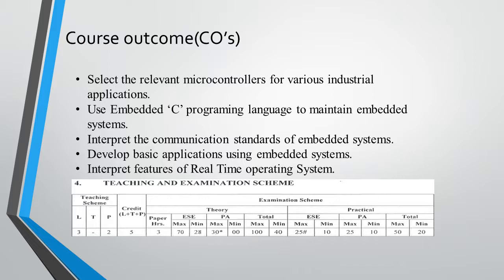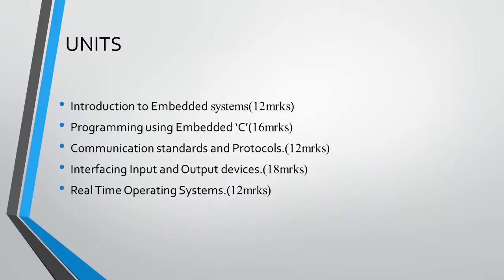In the teaching and examination scheme, the theory paper has 70 marks and the external practical has 25 marks. In this subject there are 5 units. First is introduction to embedded system, which carries 12 marks; programming using embedded C, which carries 16 marks; communication standards and protocols, which carries 12 marks; interfacing input and output devices, which carries 18 marks; and real-time operating systems, which carries 12 marks.